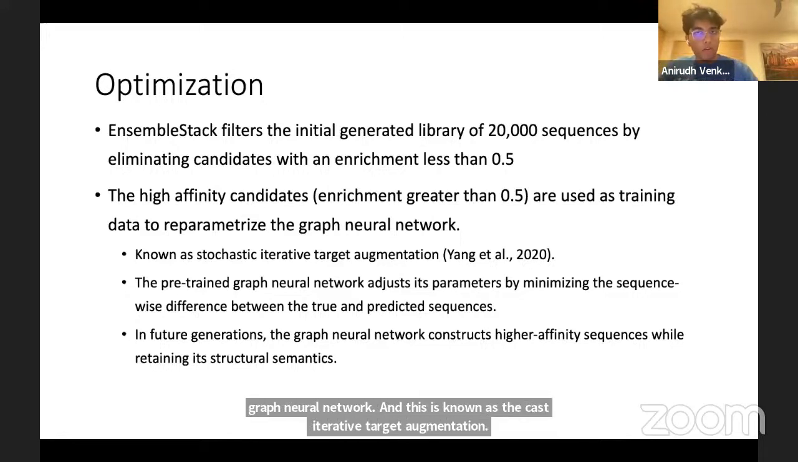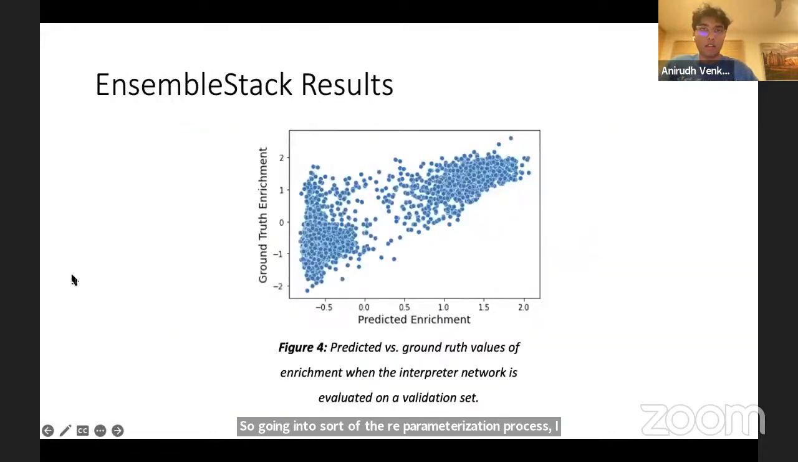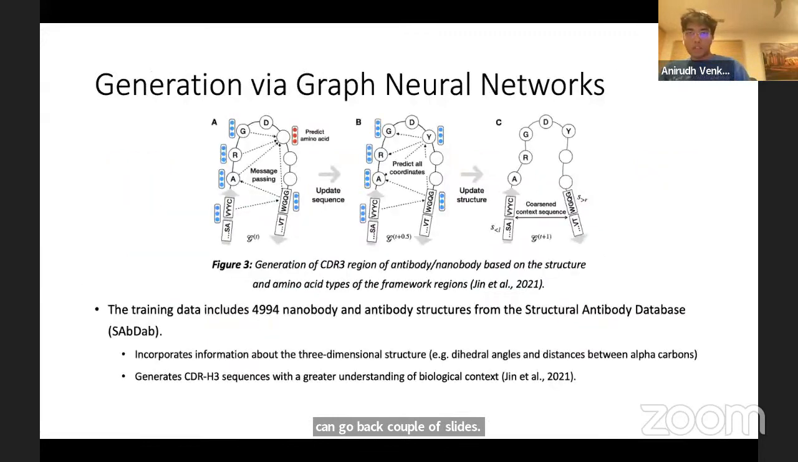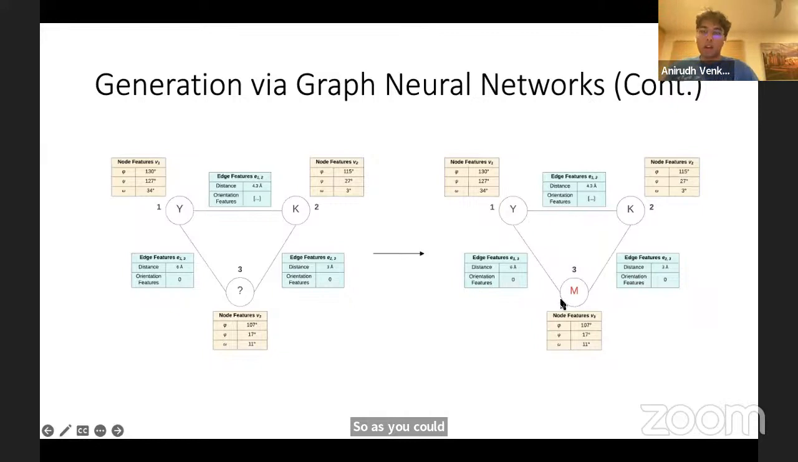So going into the re-parameterization process, I can go back a couple of slides. Sorry. As you can see, you have each of these amino acid types that were used as part of the generation algorithm. In order to re-parameterize the generation algorithm, you take the sequences with high affinity and compute the cross-entropy loss of the amino acid types between the generated sequence and the high-affinity sequence. And you backpropagate on that loss in order to create higher and higher affinity candidates over time. So you're not training on any structural data at all. You're only training on sequential data. But the good thing is that the graph neural network already retains its structural parameters from its previous training, when it trained on the structural components of antibodies and nanobodies, with the node features of the dihedral angles and the edge features of the distance and orientation.